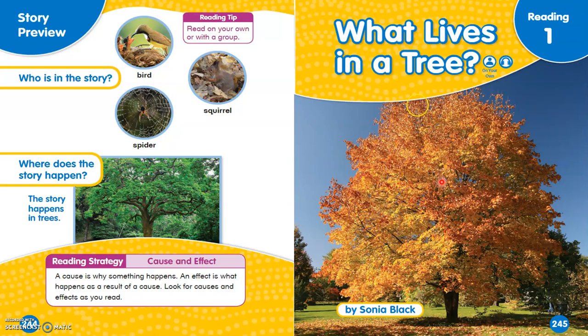So we're going to start with Reading 1 from Unit 5. What Lives in a Tree? As you can see here, we're going to talk about who is in the story, the characters: bird, spider, squirrels, and where the story happens. The story happens in trees. So let's start with the story.